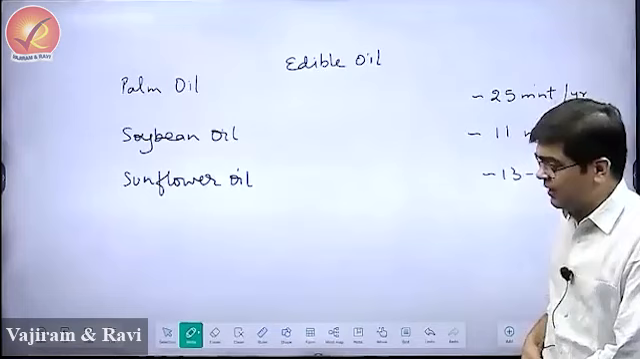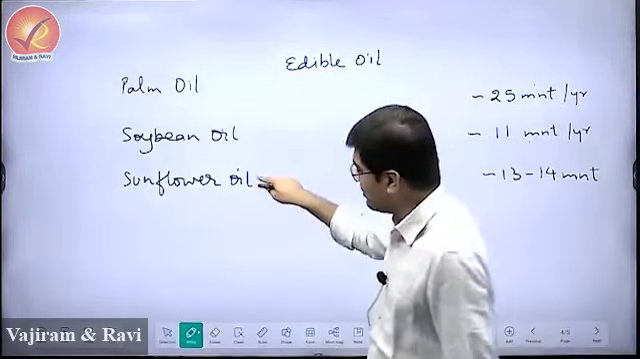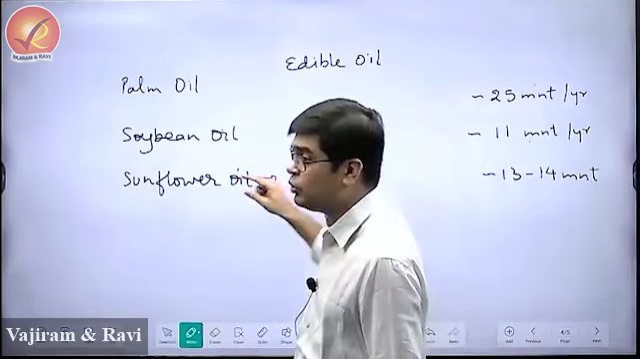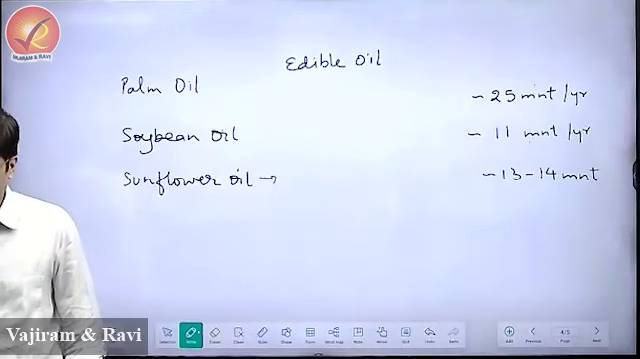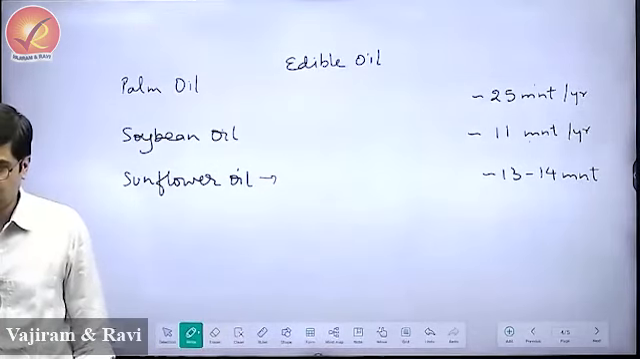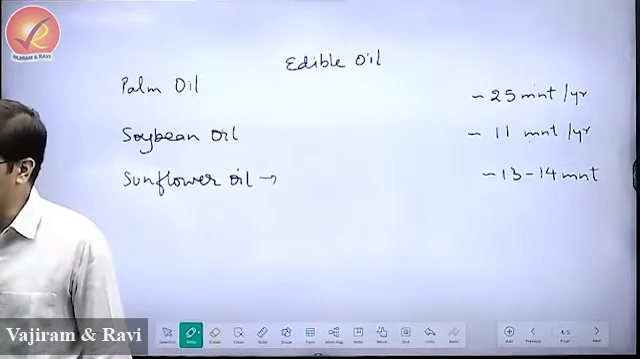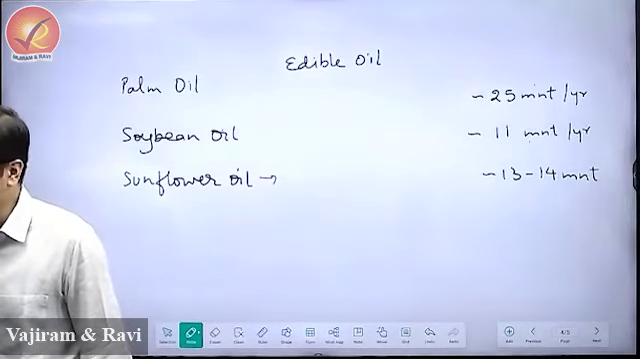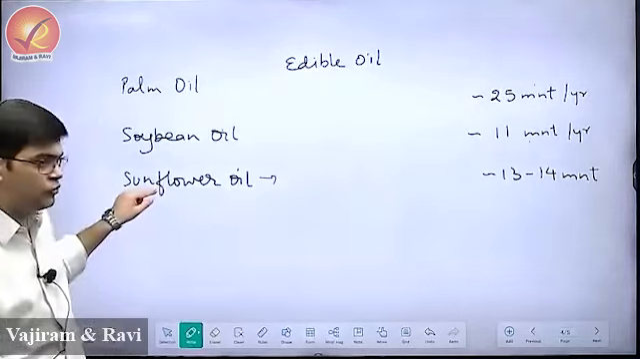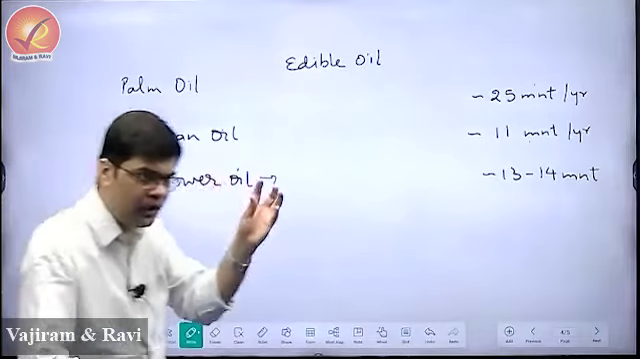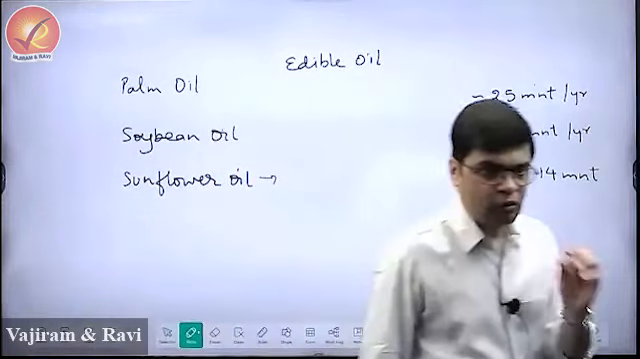And when you look at the sunflower oil, again, maximum of the sunflower oil is imported from Ukraine. 90% of the sunflower oil comes from Ukraine alone. Some comes from the areas of Argentina, some comes from Russia, some from Australia, but 90% alone comes from Ukraine. Okay, so we import large quantities of edible oil.